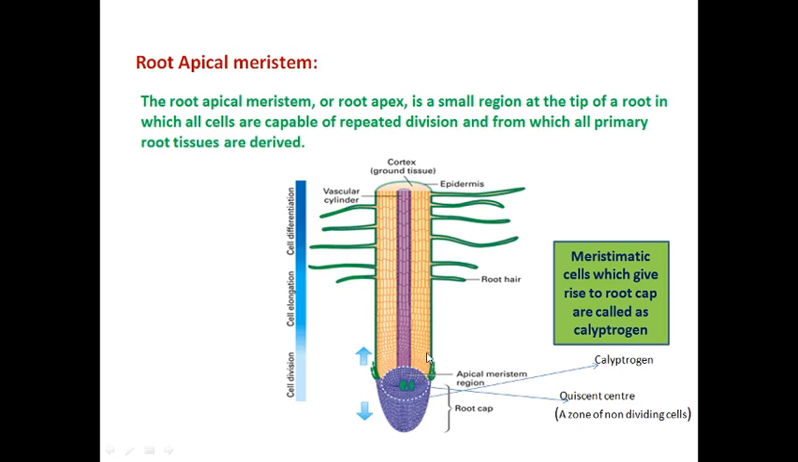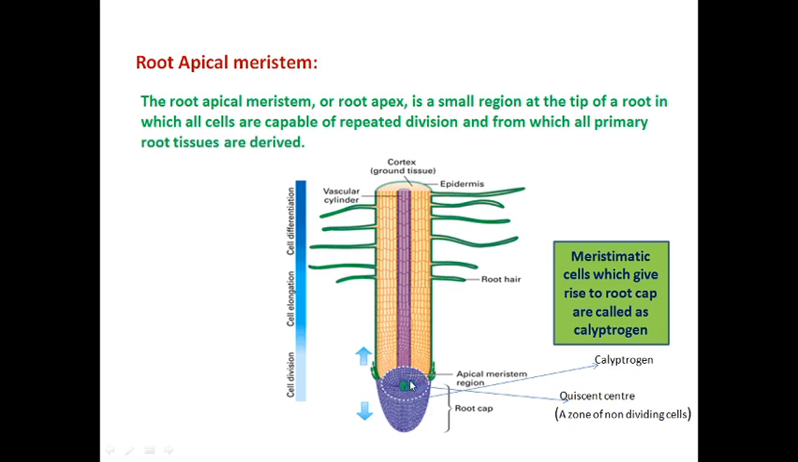Let me explain it once again. You can see here, this is the tip of the root, and in the tip of the root we have some cells which I have shown in purple. They are capable of dividing. They divide, then these cells elongate and then differentiate. They give rise to the root hairs, vascular tissue of the root, et cetera.